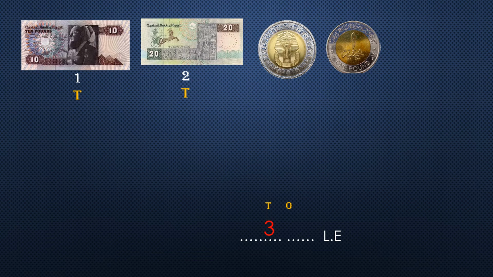Very good. So after we collect the tens together, we collect what? The ones together. Here we have 1 and there we have another 1. So collect the ones together. 1 plus 1 equal 2. Put it in the ones place. So now we know that we have 32 LE. Is that easy or not? It's super easy. Super.